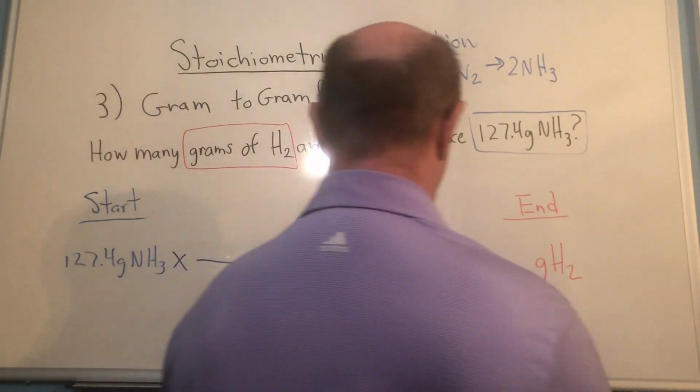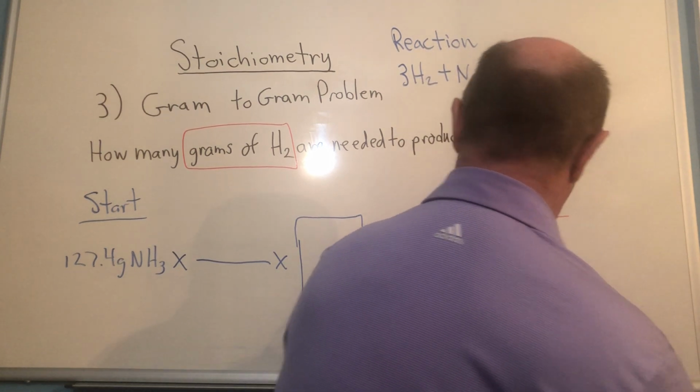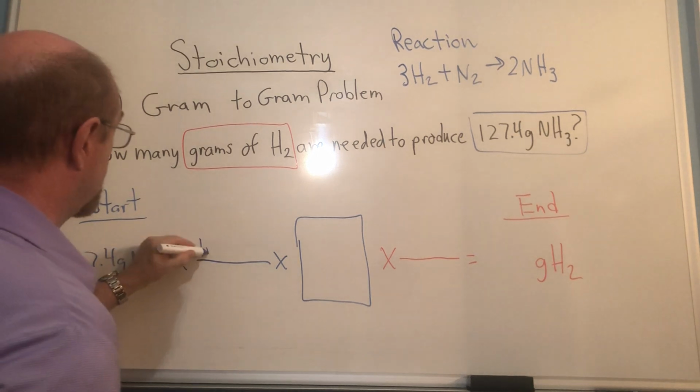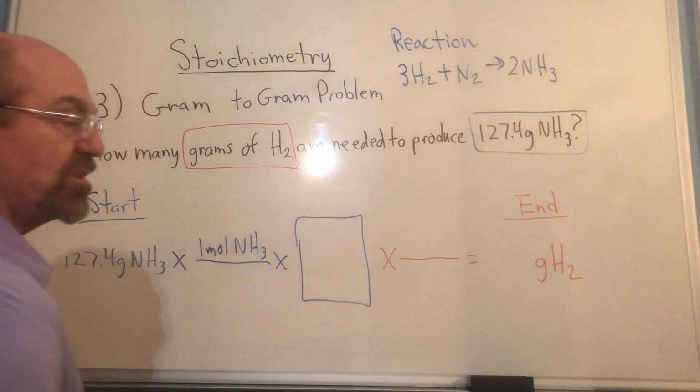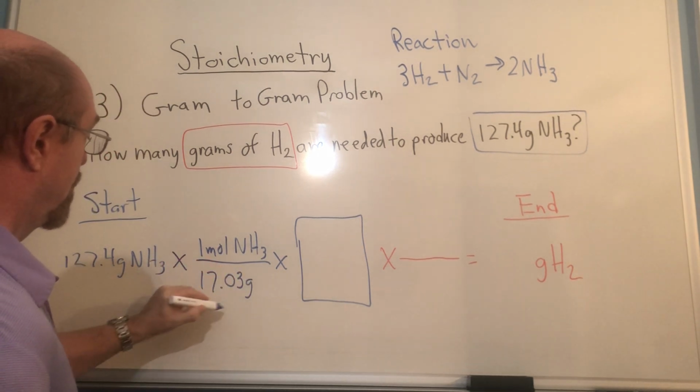All right? So how are they set up? Well, let's see. We have to convert grams to moles. We've already done that before. So to get to moles of ammonia, we use its molar mass and we divide by it. So 17.03 grams of ammonia.